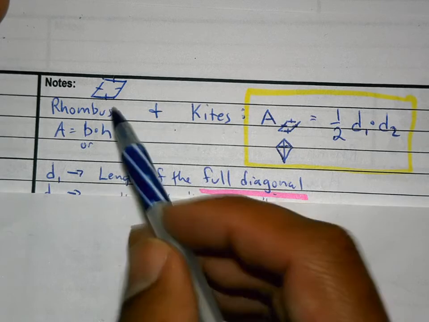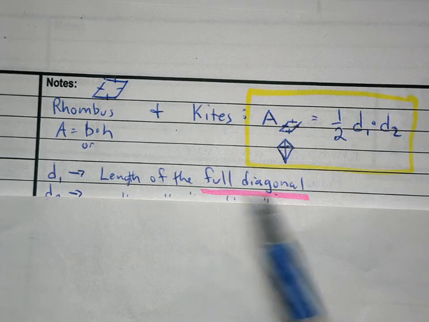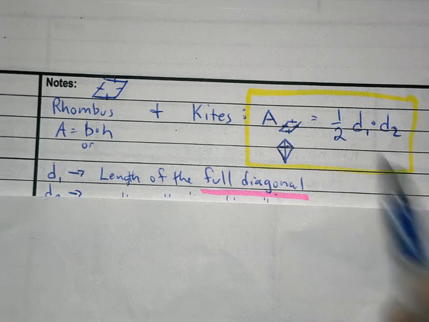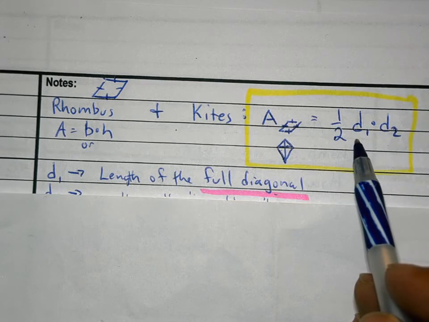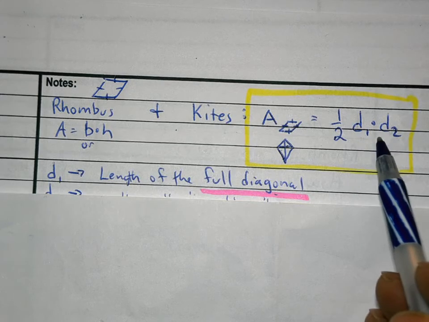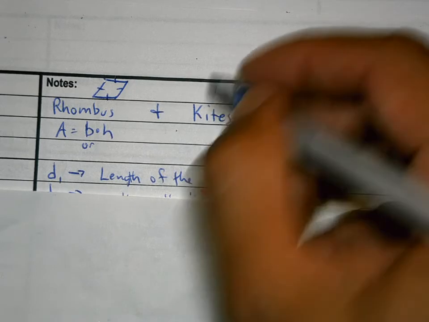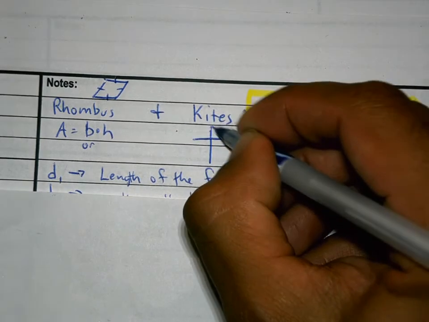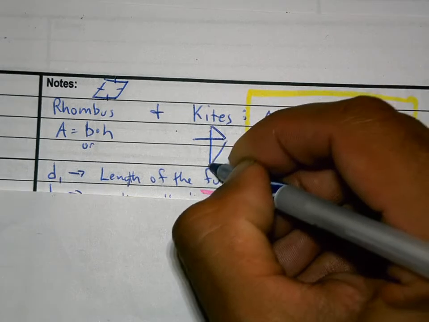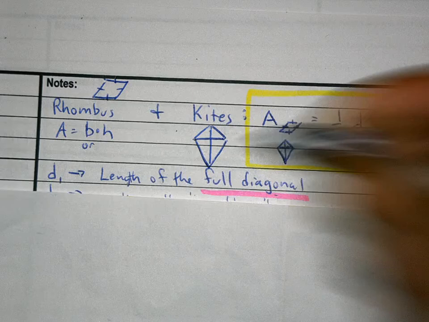So you can use base times height if you want to, but most of the time we're going to use this other formula here, which is 1/2 d1 times d2. That's short for diagonal 1 times diagonal 2. A kite, on the other hand, is where the upper half doesn't necessarily match the bottom half, but they do match each other on both sides. They look like a kite.